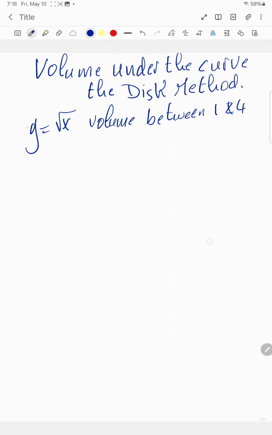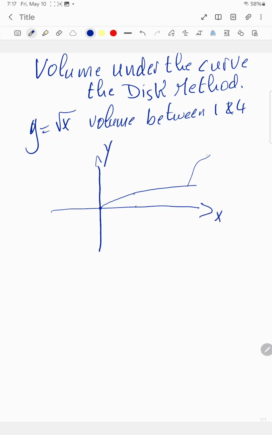So let's start by drawing that function. If I want to draw it, I know for x equal to 0, y equal to 0. So I know it starts from here, and for x equal to 4, y equal to 2. Let's say this is 2 and this is 4. And for x equal to 16, y equal to 4, it's going to be something like that. Okay, this is the y-axis, and this is the x-axis. And this is y equals square root of x.